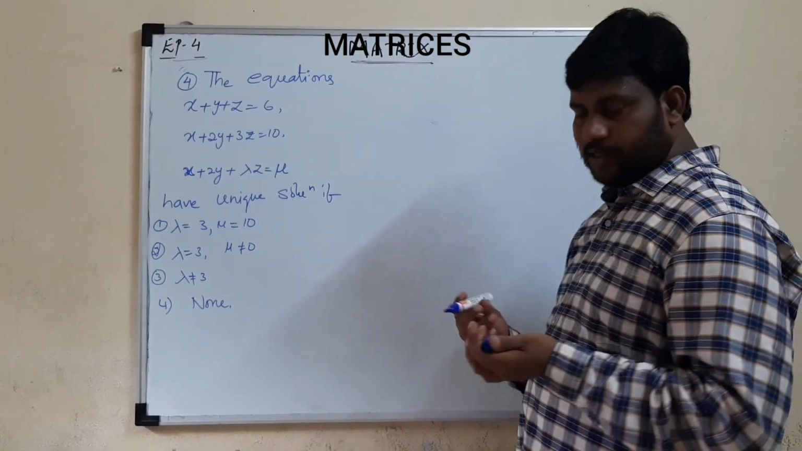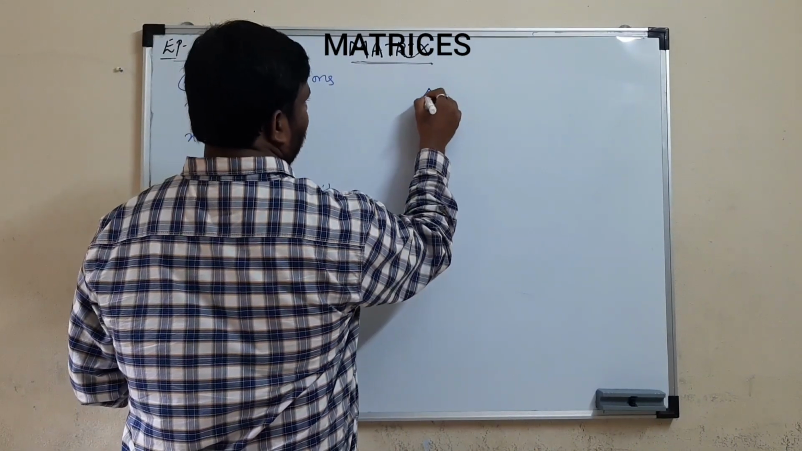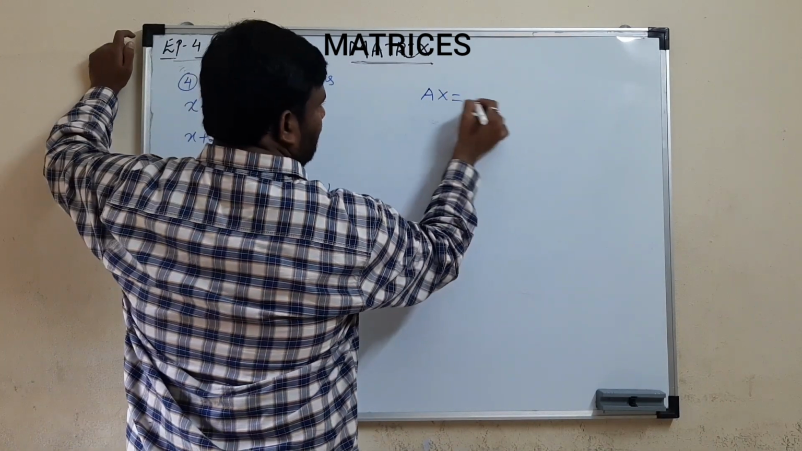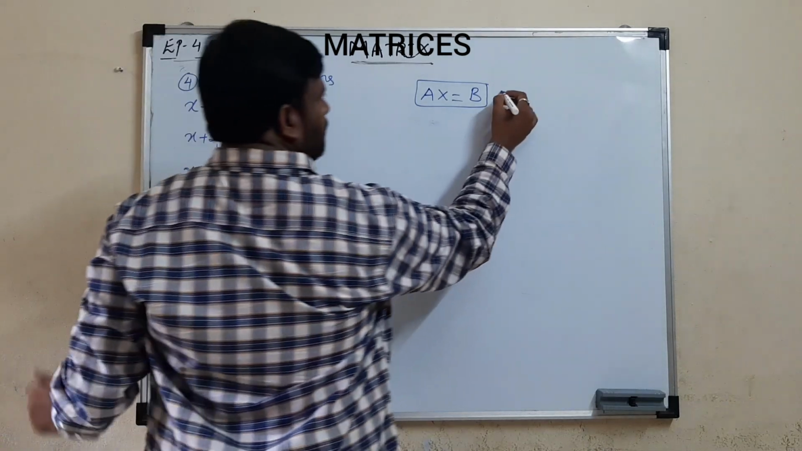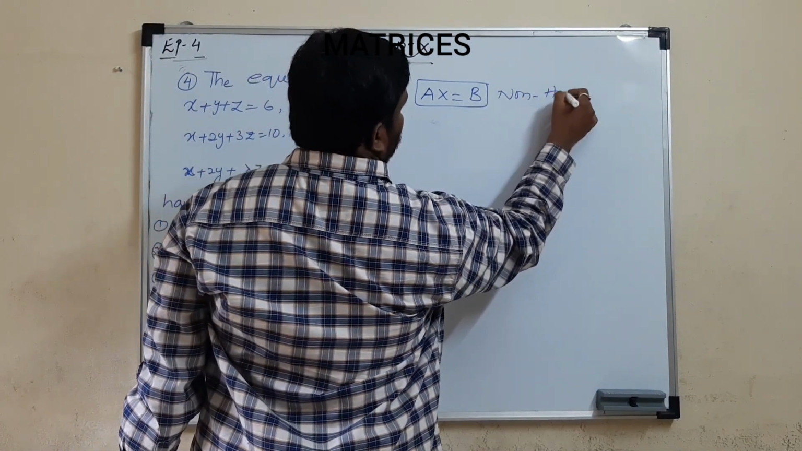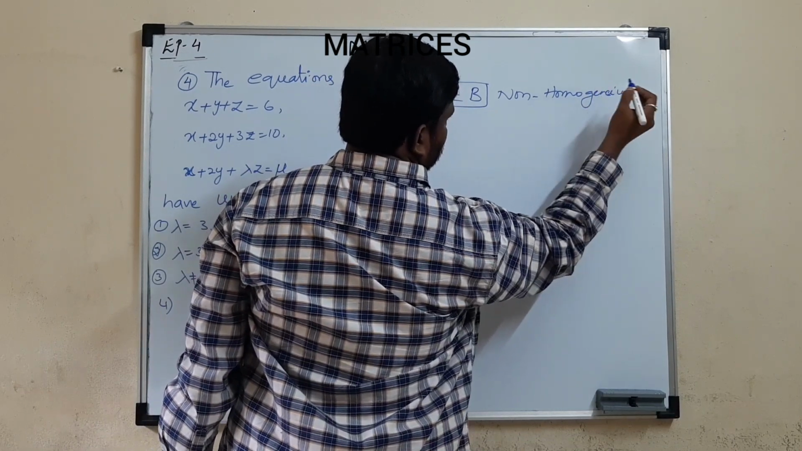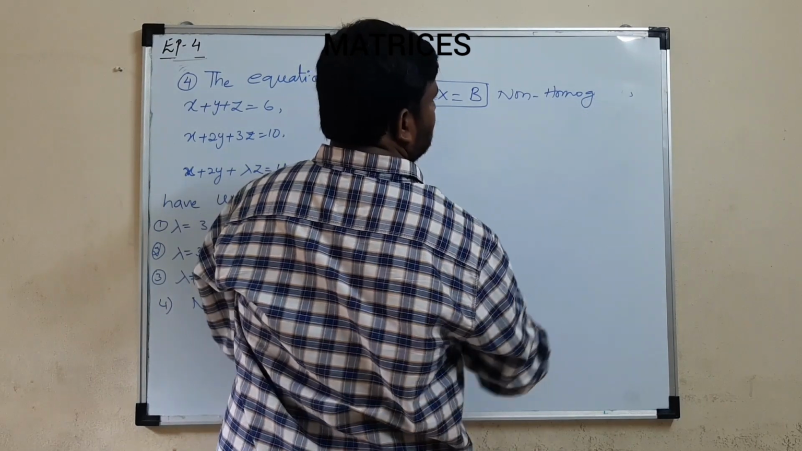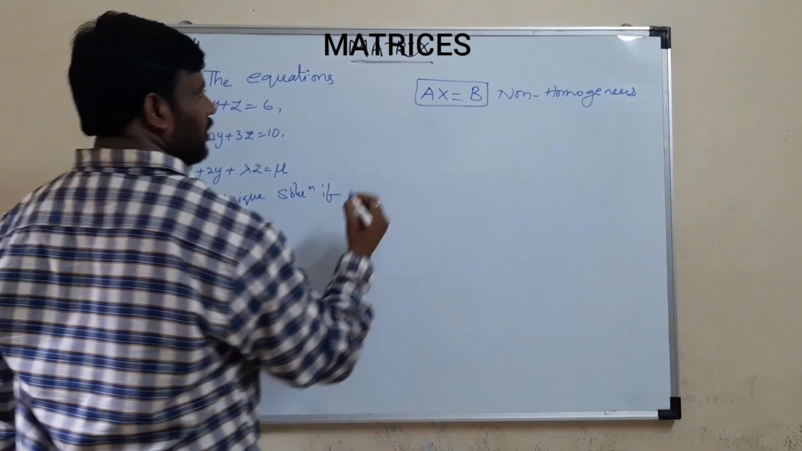So remember, for this one I use a simple concept. You know that Cramer's rule, right? Suppose the matrix form is non-homogeneous because you have constants. It is non-homogeneous. Suppose that is Ax equal to B. This is the non-homogeneous equation. Simple.